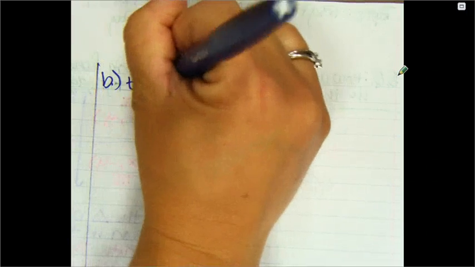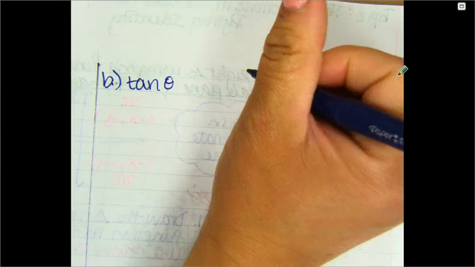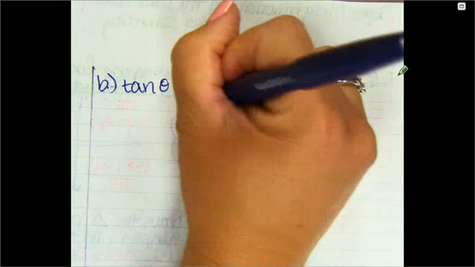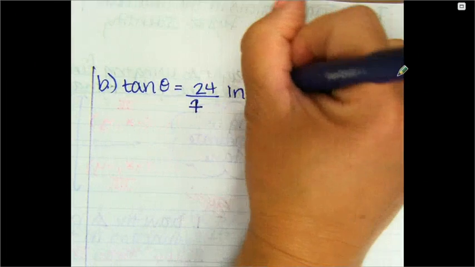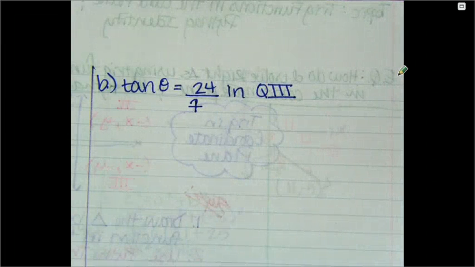Another example. Example B. I have 3 of these, so 2 more of this. Tangent theta equals 24 over 7 in quadrant 3. What is the first thing you're going to do? Draw a coordinate plane.